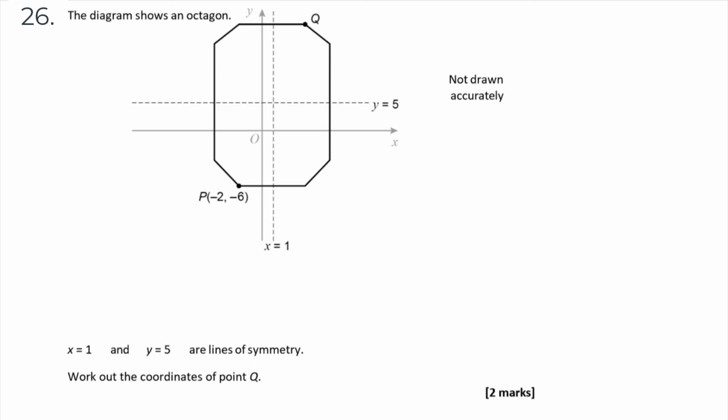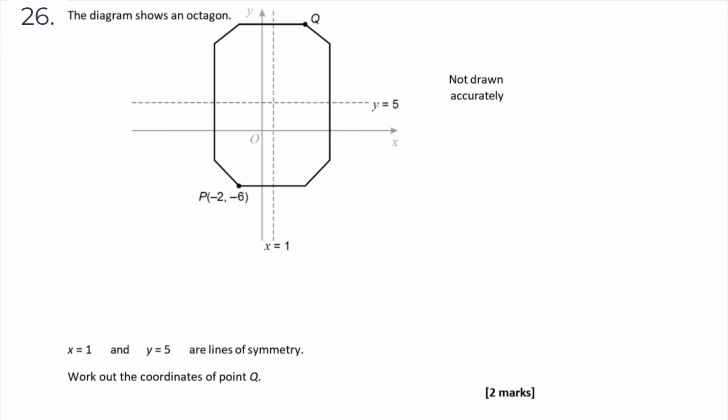Now, x equals 1 and y equals 5 are lines of symmetry. So these are going to be lines of symmetry running through your shapes. That's a line of symmetry, and that is a line of symmetry running through the shape. Work out the coordinates of the point Q. Oh, we're going to have to work our way around the shape basically, aren't we?